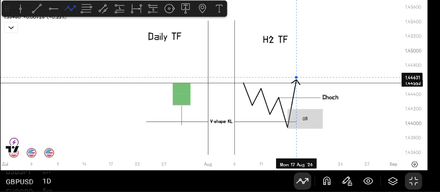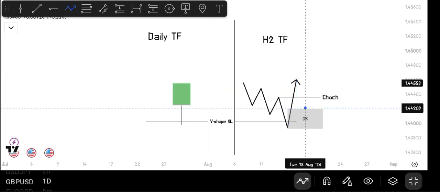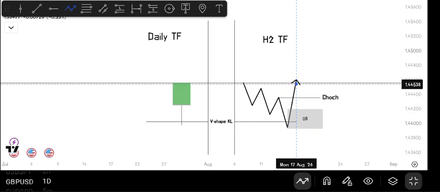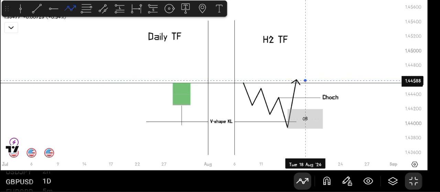Now we're not just going to enter this trade. We still need a lot of confirmation before we enter. So what should we be doing? We should mark our point of interest. It can be an order block, it can be a fair value gap, whatever point of interest you see at that moment when you are on the chart.